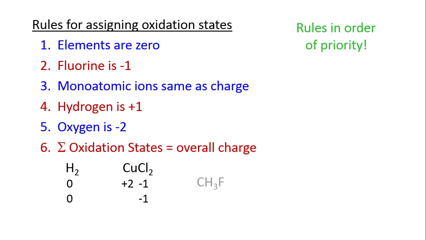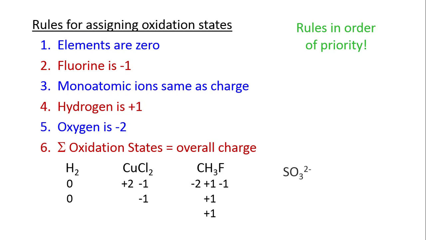Our third example is CH3F. We see that we have a rule for both fluorine and hydrogen. We can assign an oxidation state of -1 to fluorine and +1 to each of the hydrogens. We'll write +1 3 times. Notice if we add those numbers up, they come to +2. We know by Rule 6 that all of the oxidation states must equal the overall charge, which on this compound is 0. Therefore, carbon must have an oxidation state of -2.